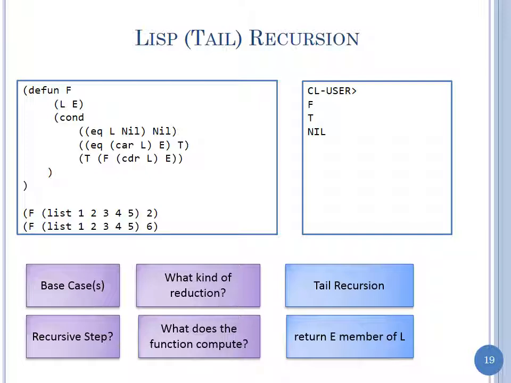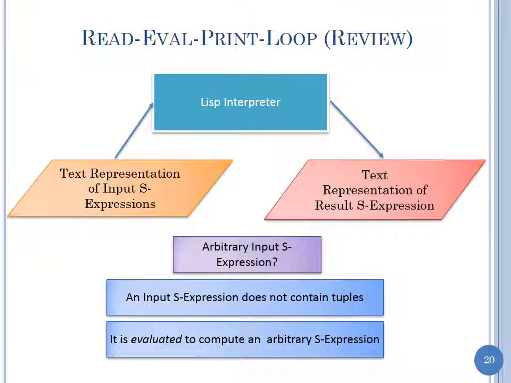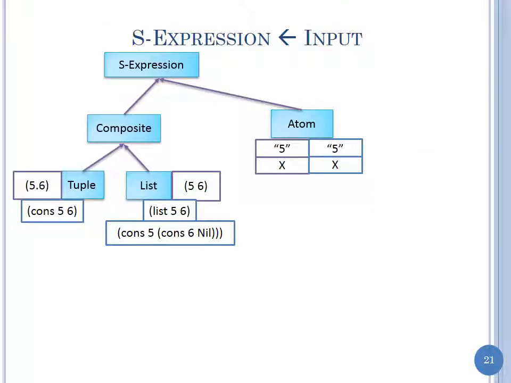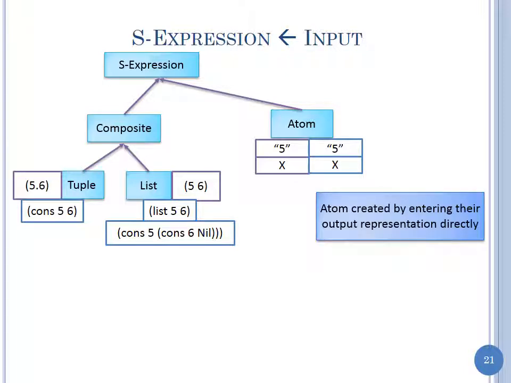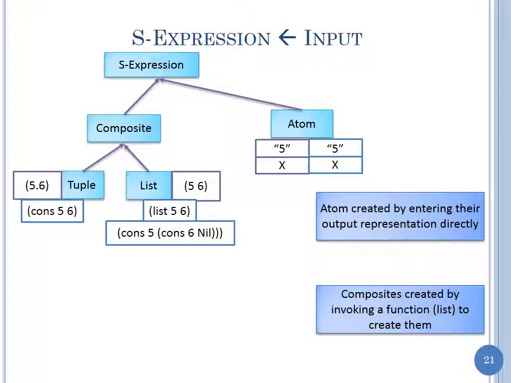Questions? So we are understanding our read eval print loop. And we've seen what kind of input we have to give to create S expressions. An atom is created by entering its output representation directly. Atoms are created that way. Composites are created by invoking a function to create them.